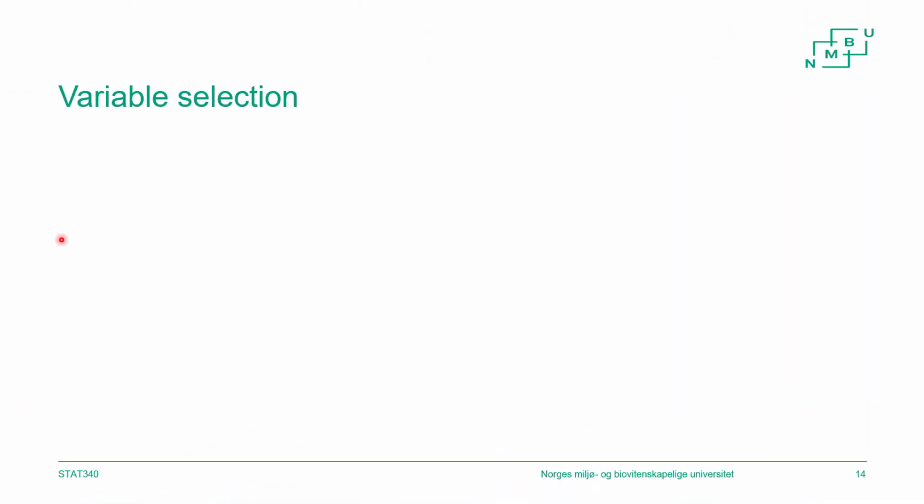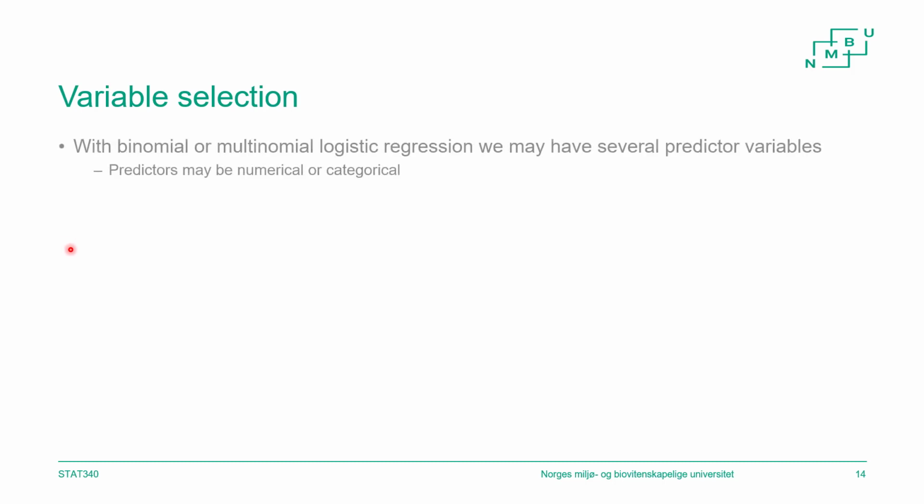Variable selection. Yeah, this is a topic we have seen before. With binomial or multinomial logistic regression, we may of course also have several predictive variables, and typically numerical, but may also contain some categorical variables, but typically numerical. But we can have many of them, and that we have seen before.